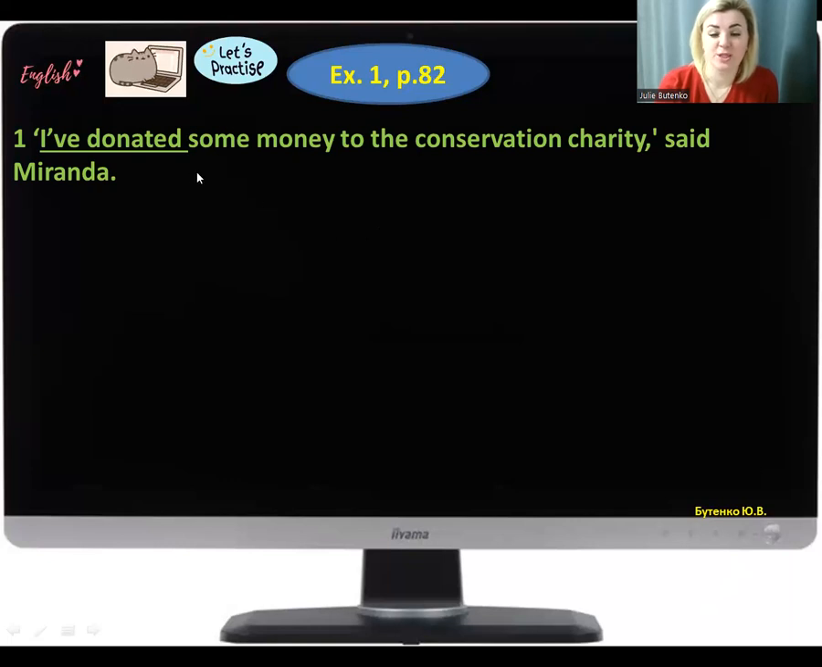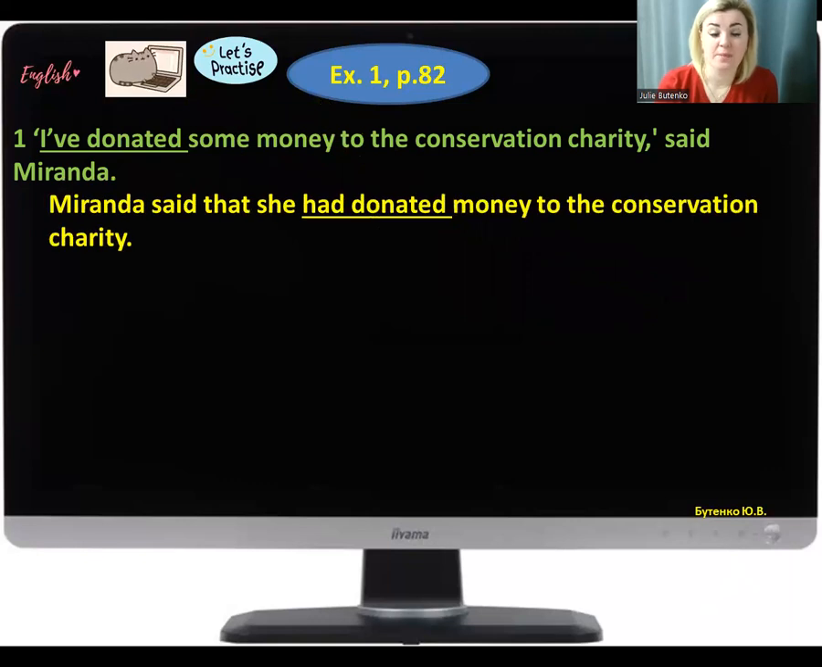Remember that we have to write the sentence using the past tenses. So, Miranda said that she not have donated, but had donated money to the conservation charity. If you want, you can stop the lesson and continue your writing.